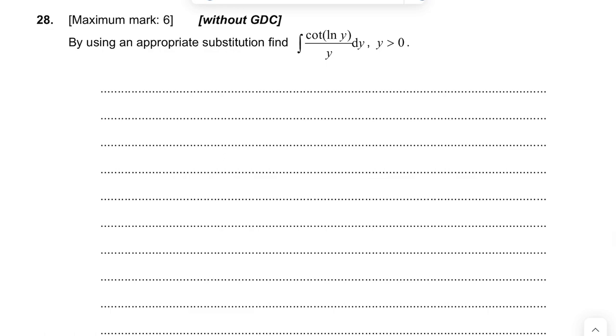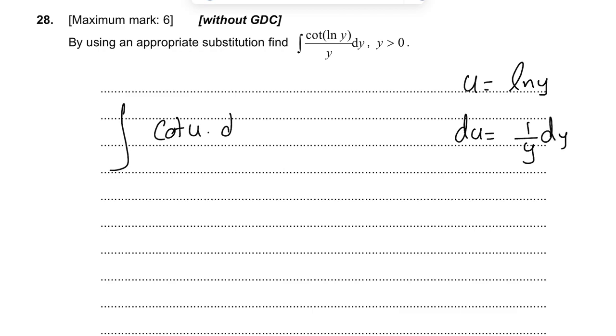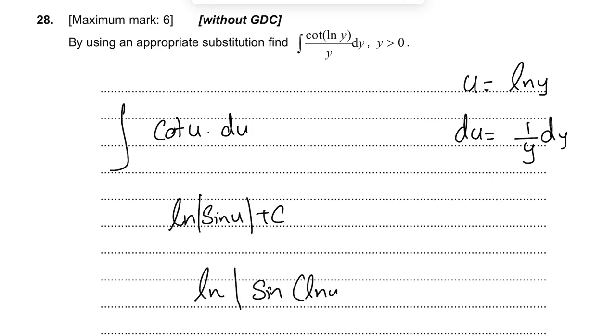Question number 28. Again, I am going to use the same substitution, u equals ln y. So du equals 1 upon y dy. So it becomes the integral of cot u du. The integral of cot u is ln sin u plus c, that is, ln sin of ln y plus c.